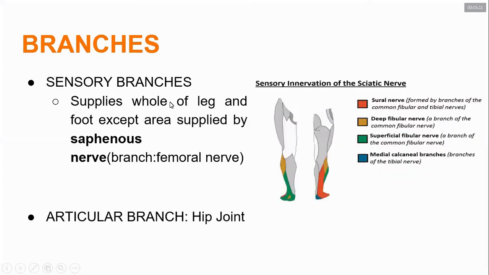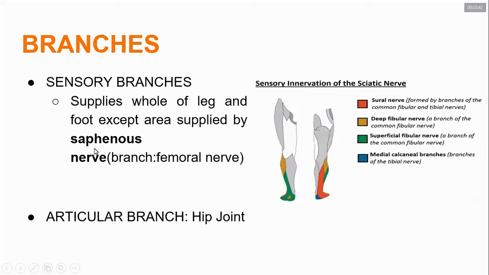Now talking about its branches. Each nerve will always have three branches: one is sensory, one is motor, and another is articular. The sciatic nerve will give an articular branch to the hip joint, and as a sensory branch, it will supply the whole of the leg and foot, except the area supplied by the saphenous nerve.